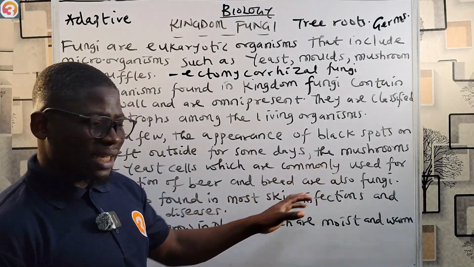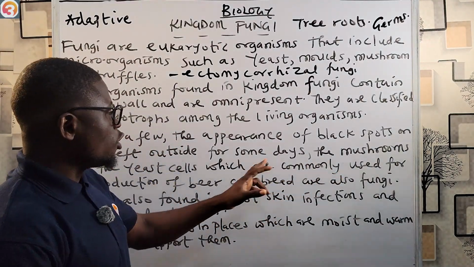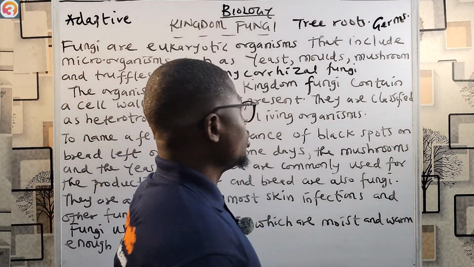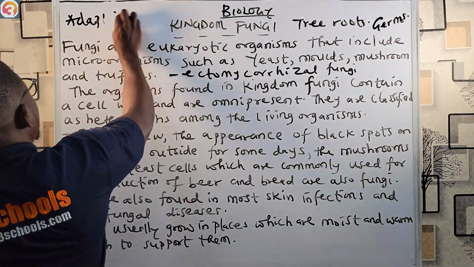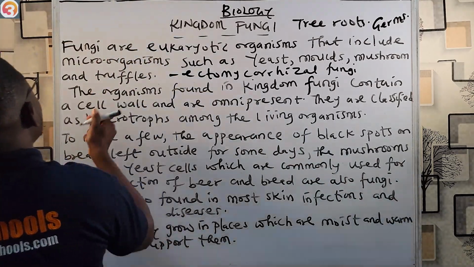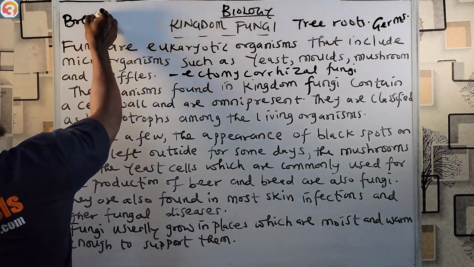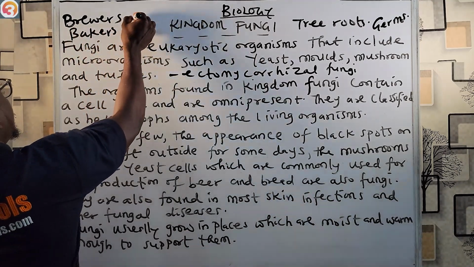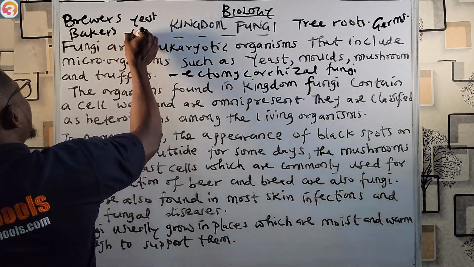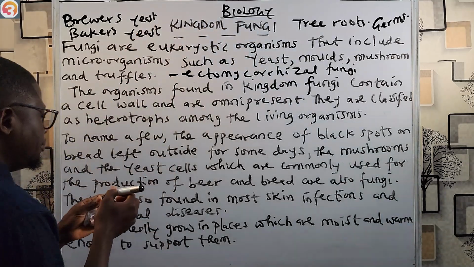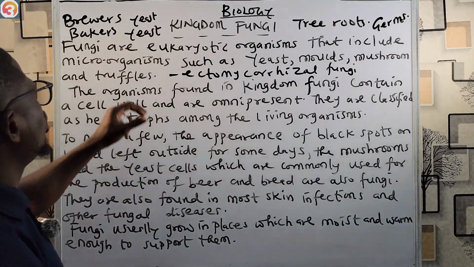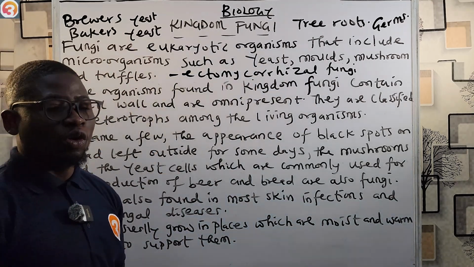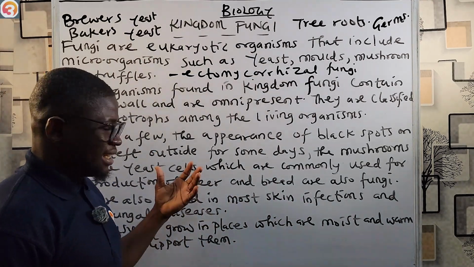Also, the mushrooms and yeast cells are commonly used for the production of beer and bread. There's something we call the brewer's and baker's yeast. The brewer's yeast is used for the production of beer, while the baker's yeast is used for the production of bread.